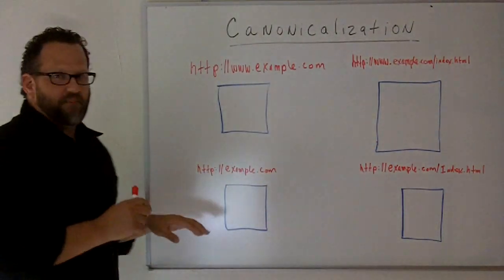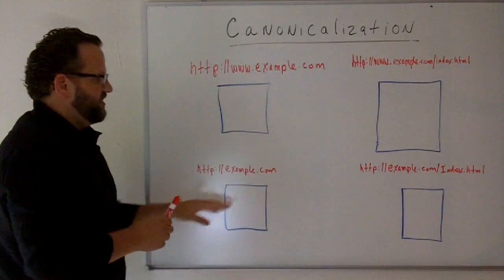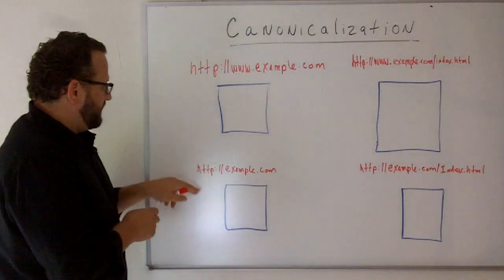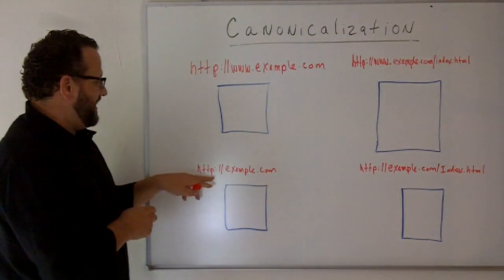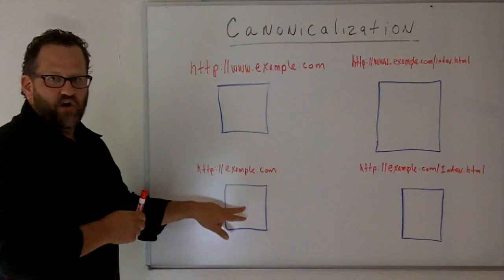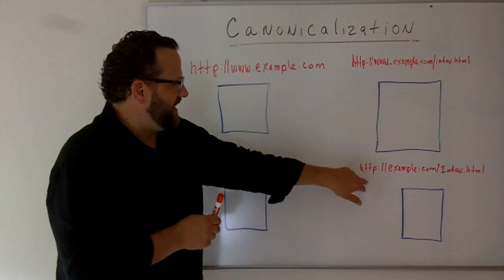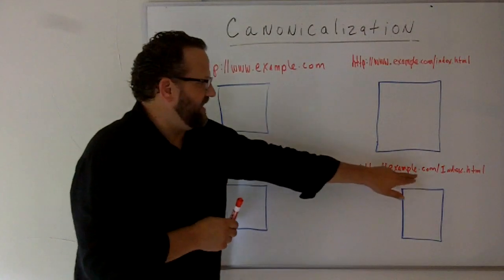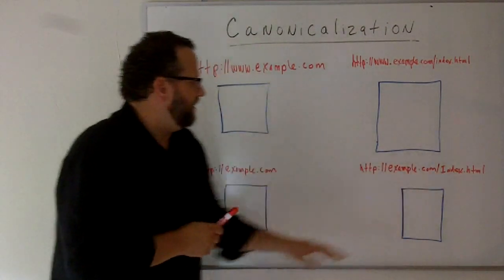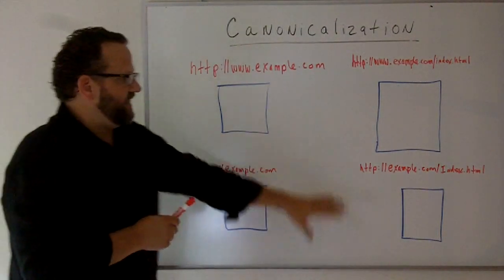Now, it can also happen, you could have these two as canonicalization errors. You can actually have 4 canonicalization errors, worst case scenario. So you could have the http://example.com and your homepage shows up. Or you could have the http://example.com/index.html. Notice the www is not included in this example.